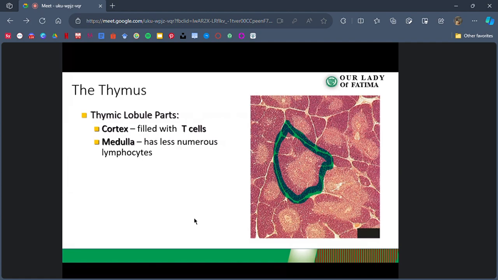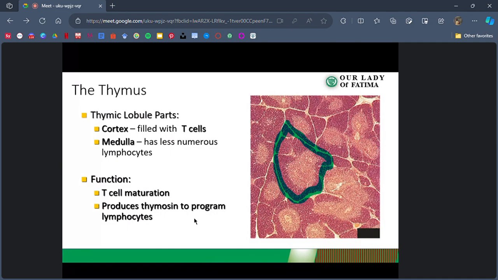Each lobule contains an outer darkly colored cortex comprised of densely packed lymphocytes and a central lightly staining medulla that contains fewer lymphocytes. The thymus is the site for T cell maturation, which is regulated by hormones also produced by the thymus, which includes the thymopoietin and the thymosin.